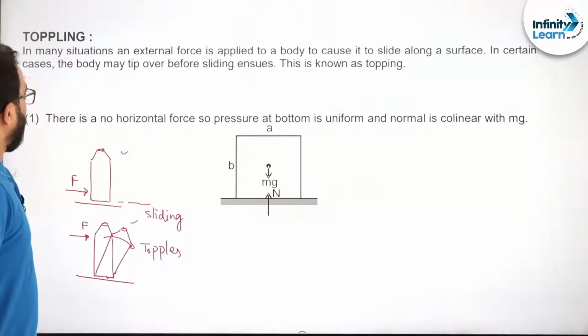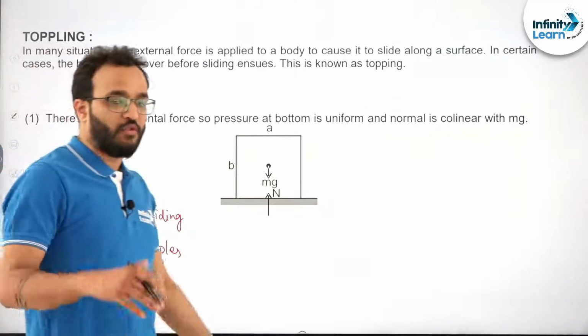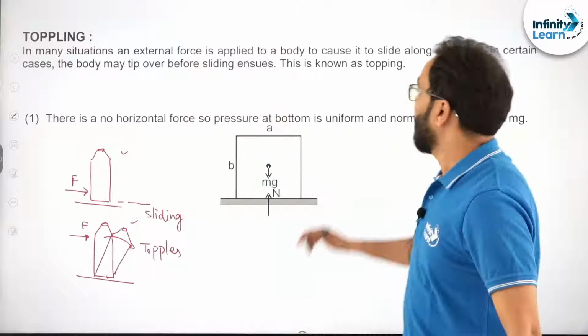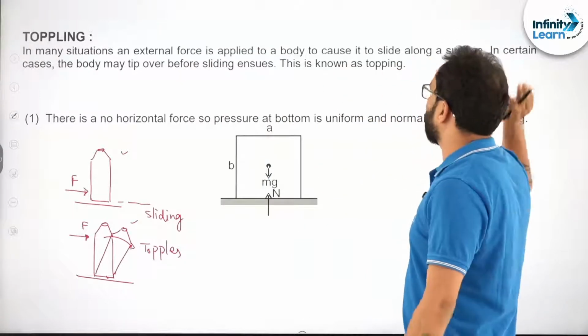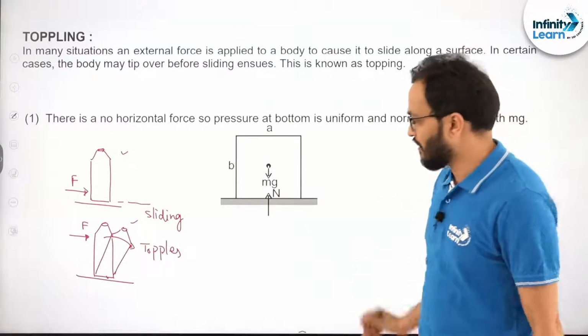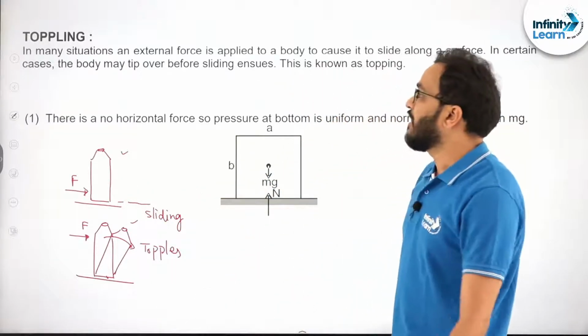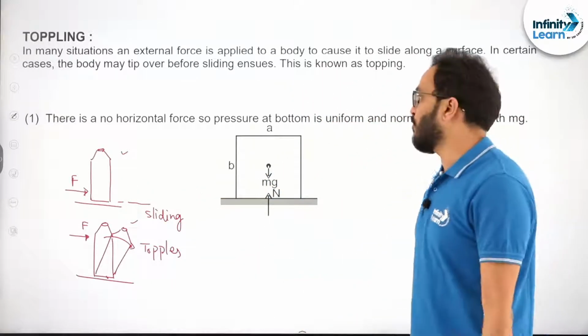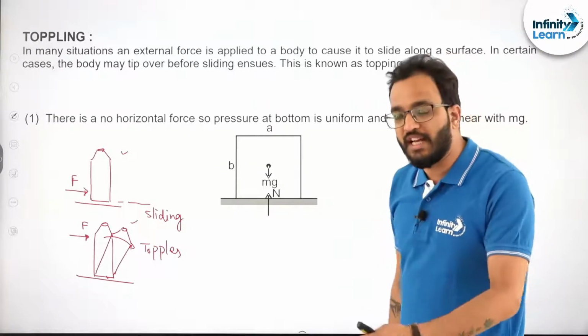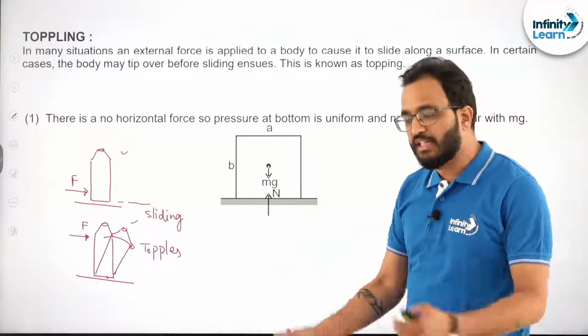It is written that in many situations an external force is applied to a body to cause it to slide along a surface. The basic job of the external force is to slide the body along a surface. But sometimes the body may tip over the surface before even the sliding begins. So let's understand those cases.